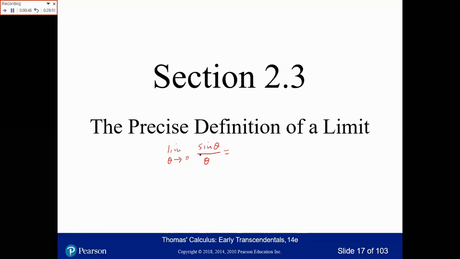Equal to 0? I said as theta goes to 0. So any other answer? Undefined. Okay, undefined, good. Let's go ahead and use trigonometry. Let's see. Okay, let's try to draw a circle now.